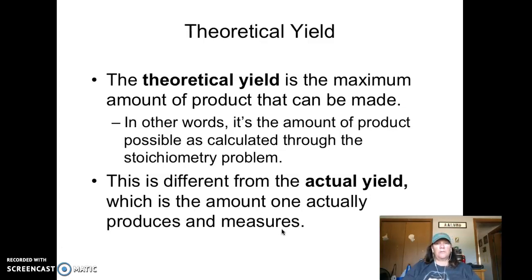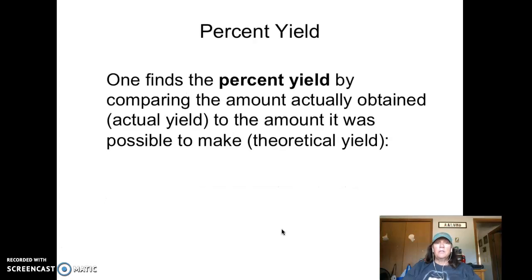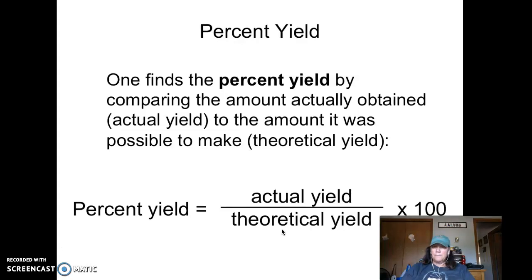You can't be over 100%. If you're over 100%, you divided wrong because you can't make something out of nothing. So you can't have more than 100. Okay. So percent yield, you find by comparing the actual, what you got, to the theoretical, what you should have got. Okay. And there's the formula. And then you multiply by 100 to change it to percent.